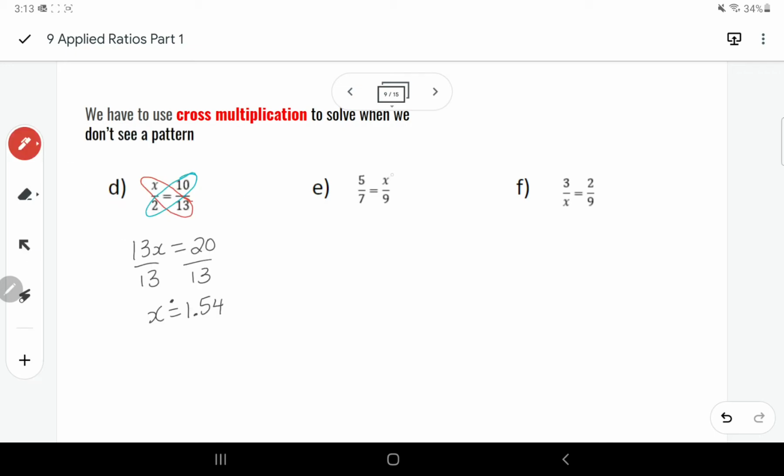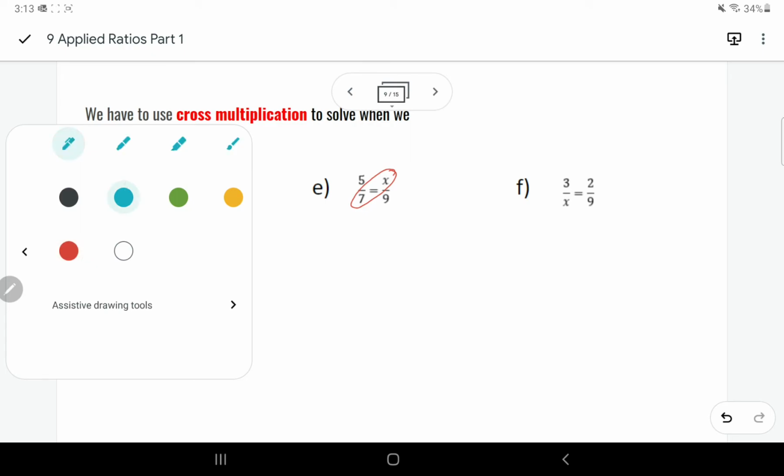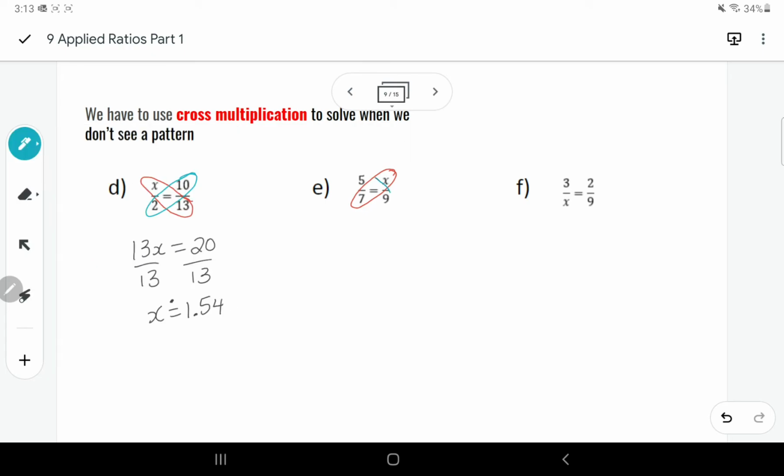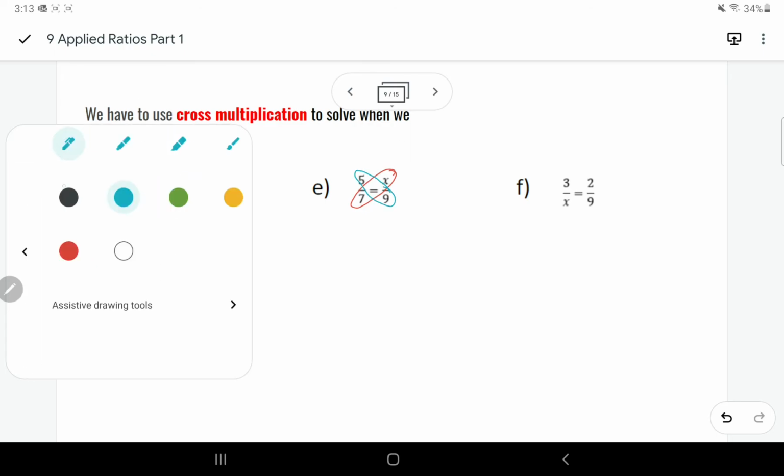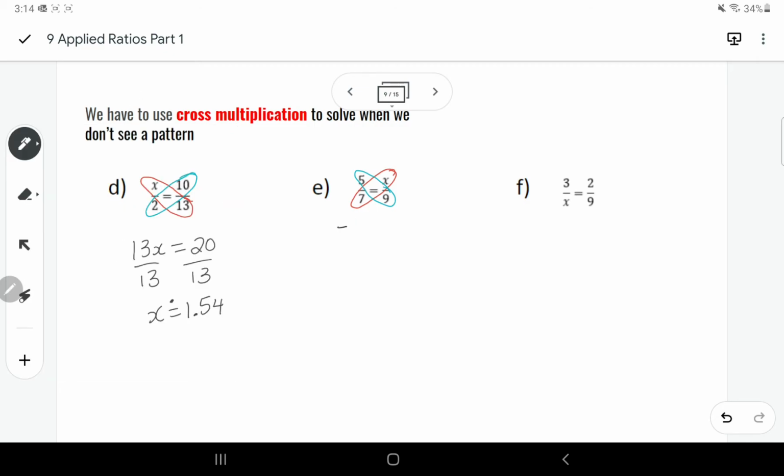Next one, 5 over 7 equals x over 9. So I'm multiplying the diagonal with the x first. It doesn't matter like the one going up or the one going down. I always do the x one first. So I have 7 times x is 7x, and 5 times 9 is 45. Then I divide by 7 to get the x by itself.